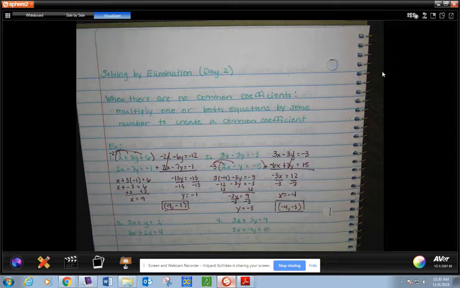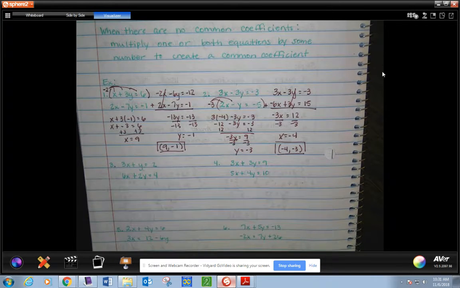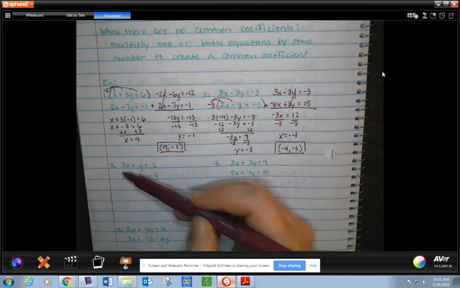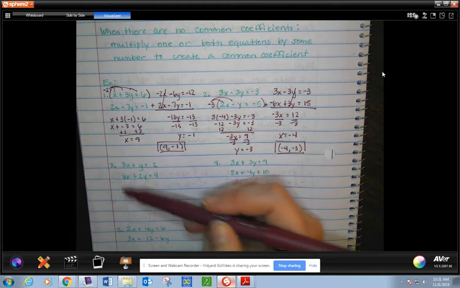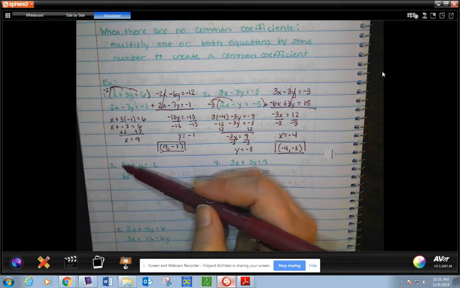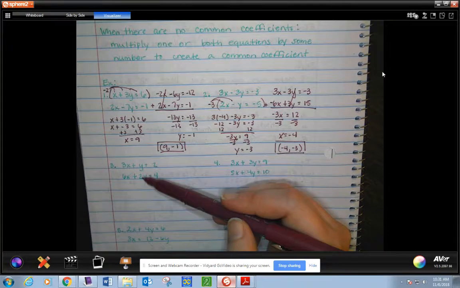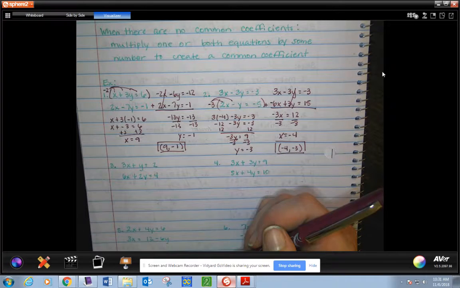Okay, for example 3, I've got 3x plus y equals 2 and 6x plus 2y equals 4. Move this down so y'all can see. Okay, my x's, I have a 3 and a 6. Well, the first multiple they share is 6. My y's, I have a 1 and a 2, and the first multiple they share is 2.